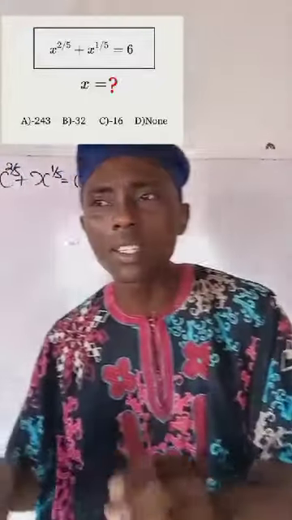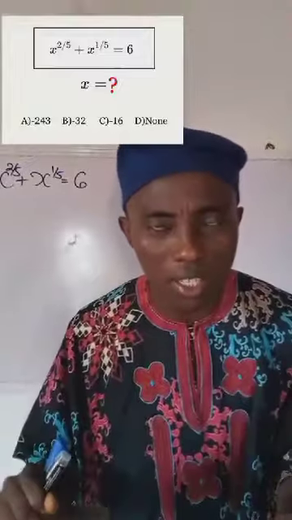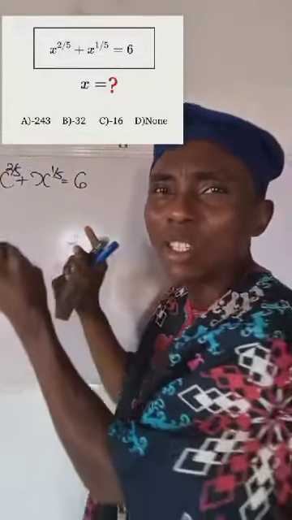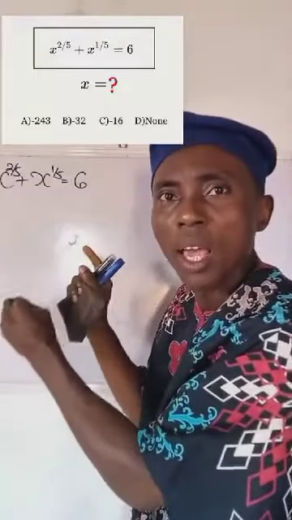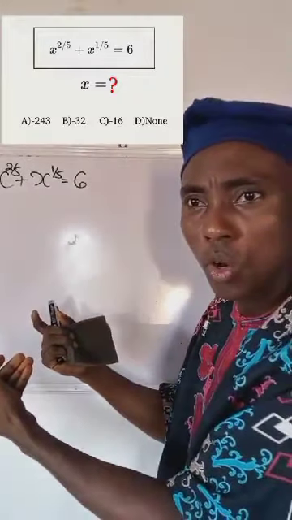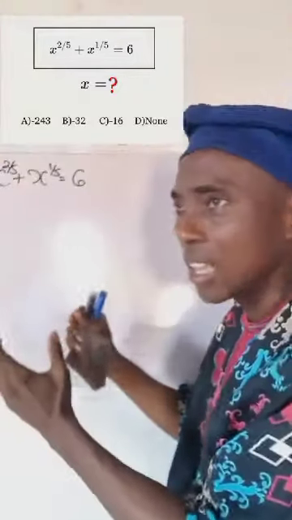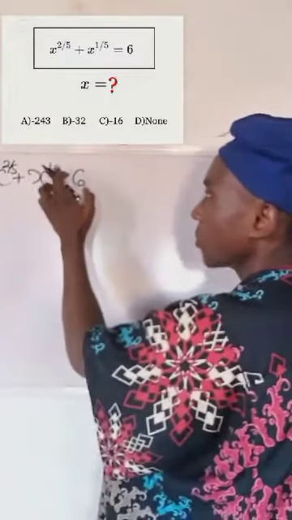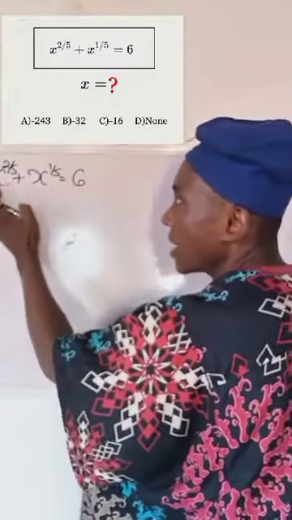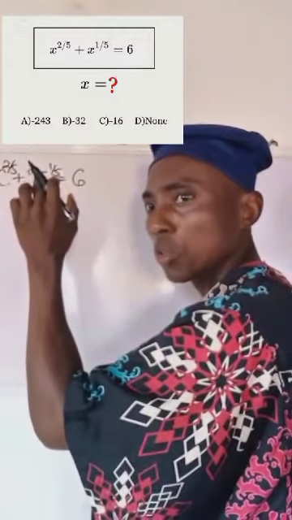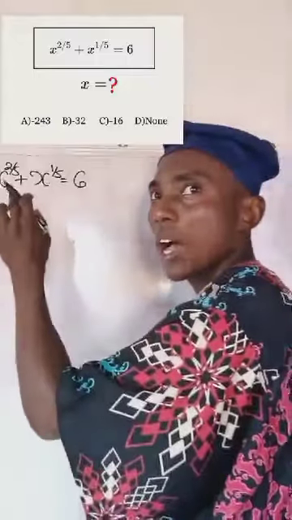In as much as this is an example of indices, you are going to make an assumption here. Yes, you will make an assumption for this question. What is the assumption? Please follow suit. Now, I have x raised to the power 1 over 5 here, and here I have x raised to the power 2 over 5. I'm going to make an assumption for x raised to the power 1 over 5.